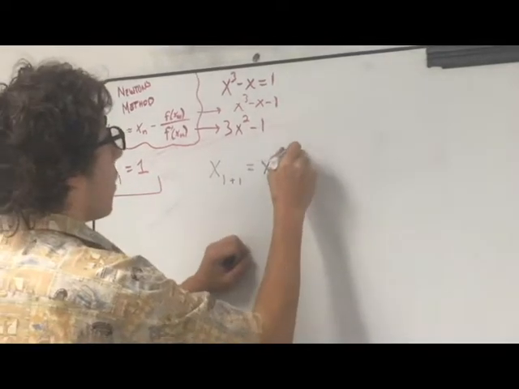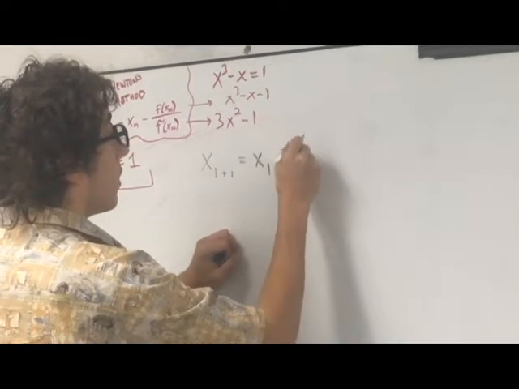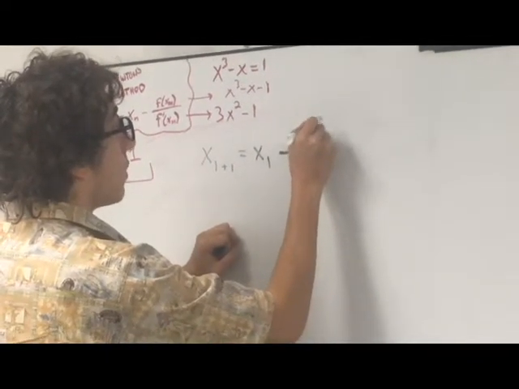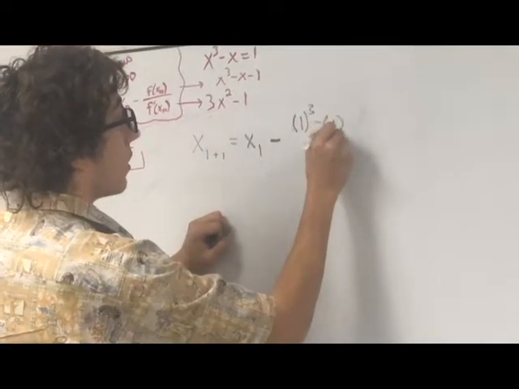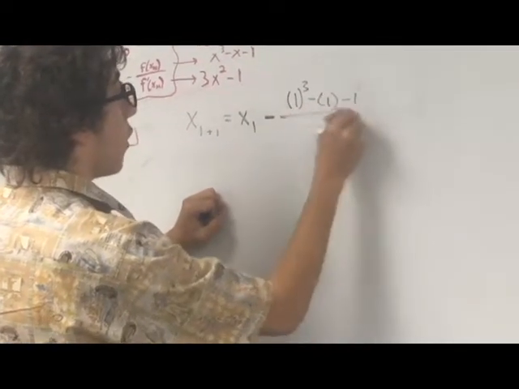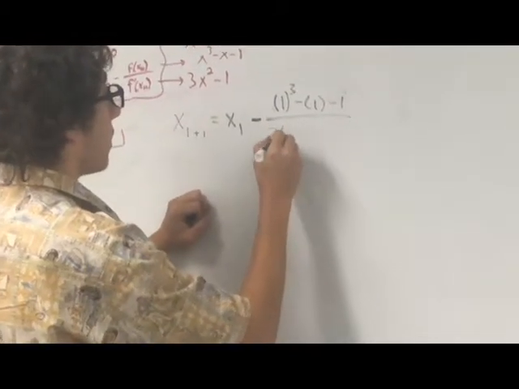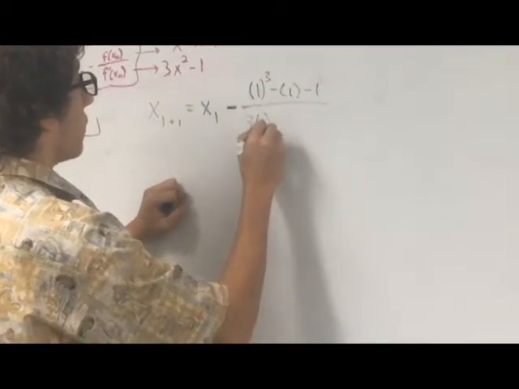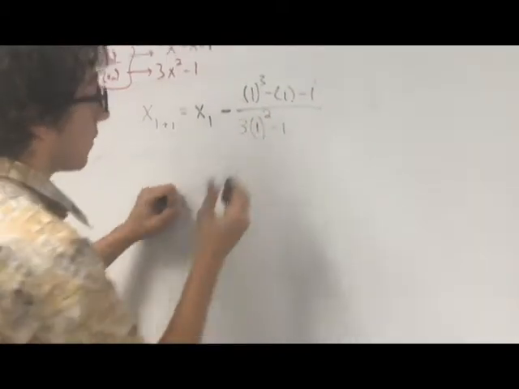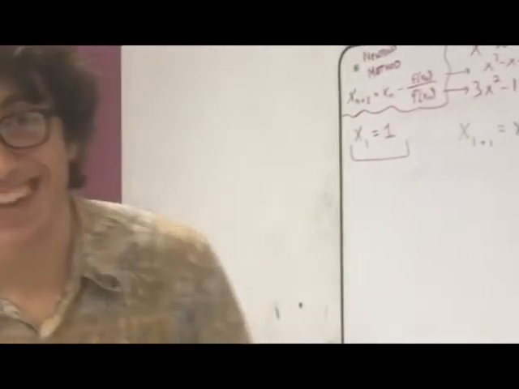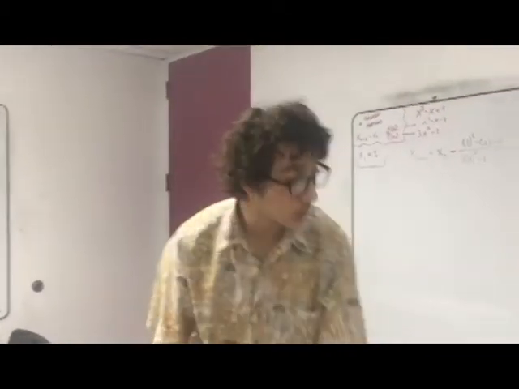So it's going to be 1 cubed minus 1 over 3 times 1 squared minus 1. As you can see, this marker is running out of ink, so I'm going to move over to this.